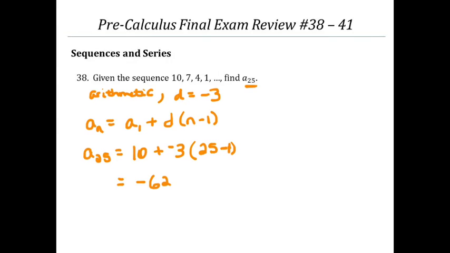Let's look at the next question. This time we have the sequence 4/5, 6/10, 9/20, 27/80, and we want to find the 9th term. So first of all, we need to determine what kind of sequence this is. It doesn't seem like we're adding the same thing every time, and so it's probably a geometric series. Looks like we're multiplying by something every time.